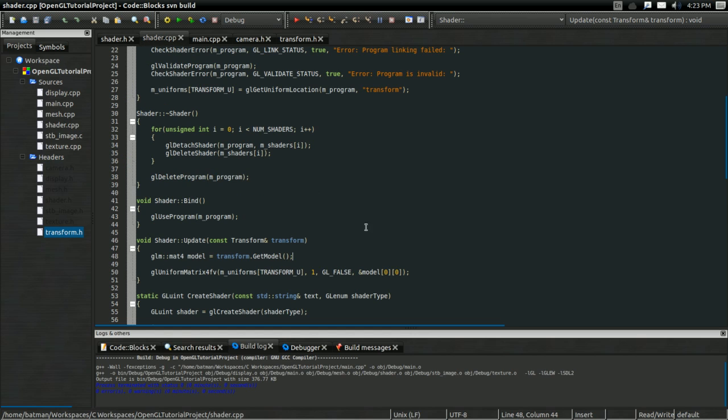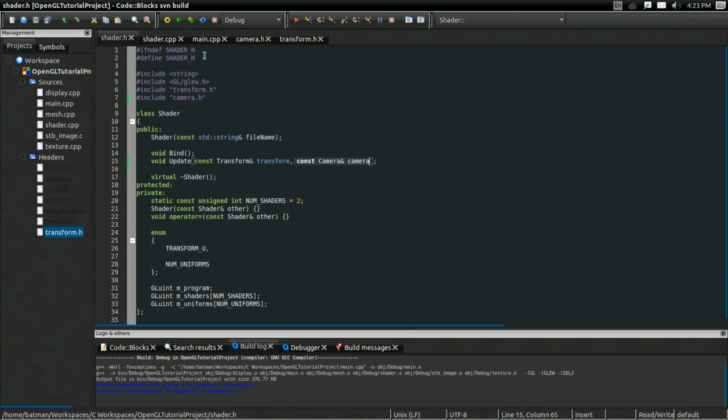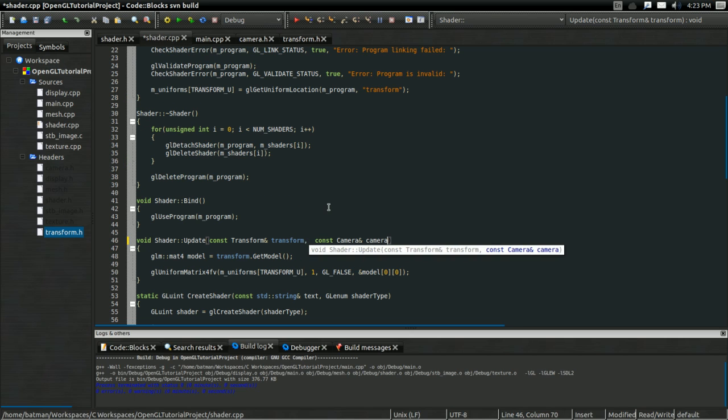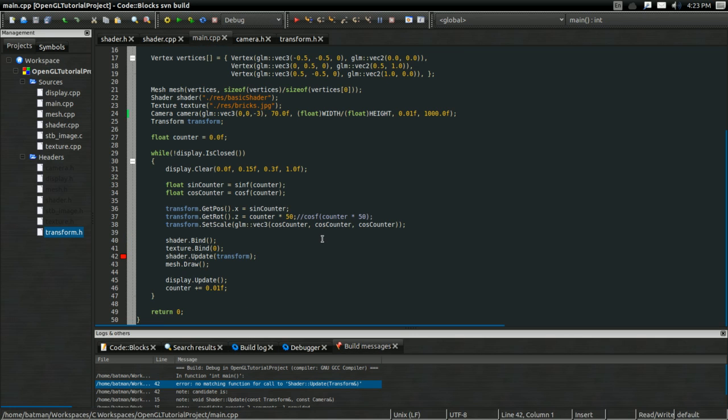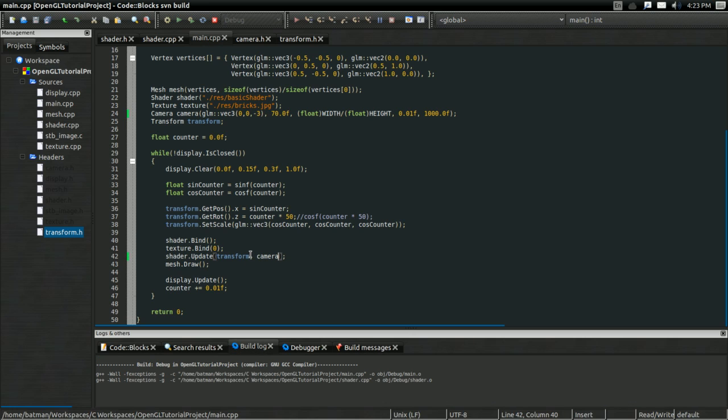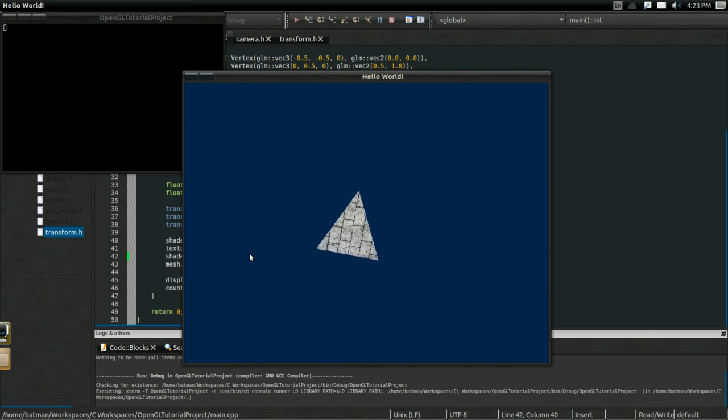And in shader.cpp, you might want to rename your variables in your shader to MVP rather than just model to more accurately represent what's actually happening, but right now what we can do is we can just say camera.getViewProjection times transform.getModel. And it should be that simple. Oh, and you need to pass in the camera. And there, so now we should see our triangle.